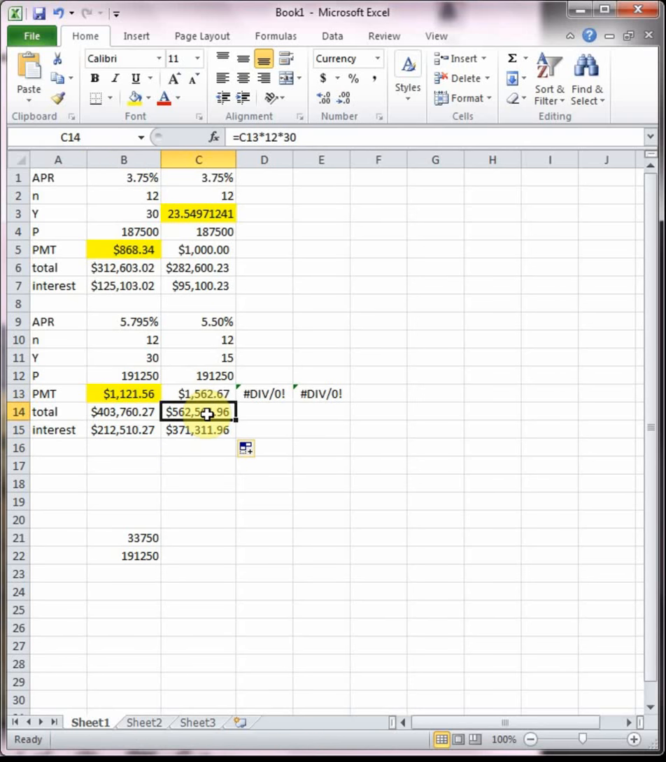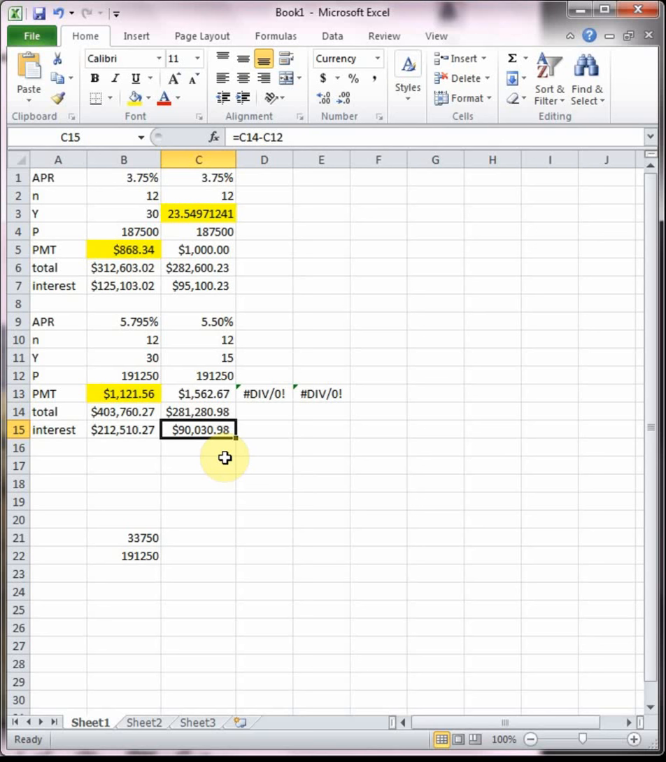Oh, you know what? I didn't use cell references for this one. So this one, it's our monthly payment times 12 months a year times 15 years in this case. There we go. That looks better. So in this case, she is paying a total of $281,280.98. And of that, the $191,250 goes towards the principal and $90,000 goes towards the interest on the loan.